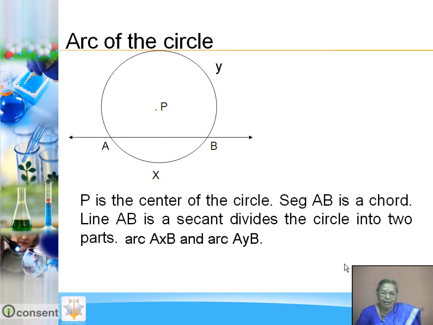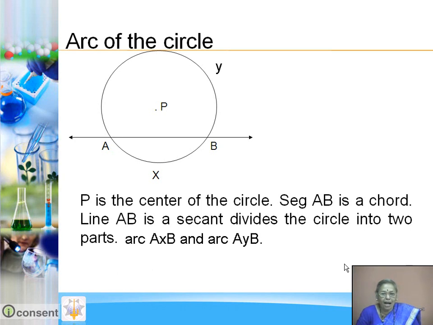Now children, see here that AXB is smaller than AYB. Arc AXB is called the minor arc, whereas arc AYB is called the major arc.